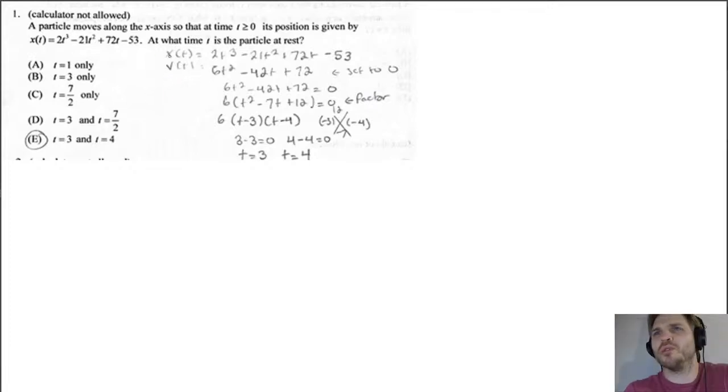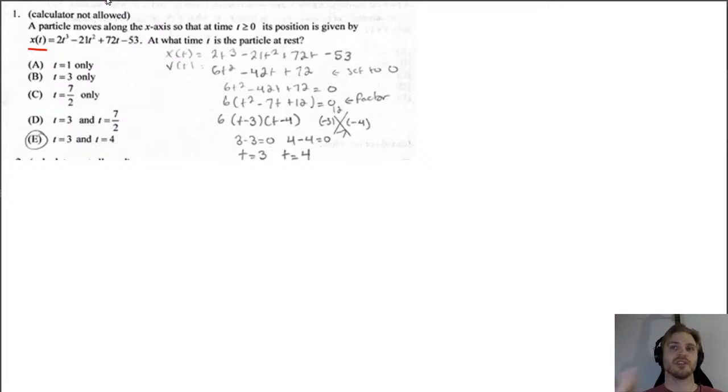A particle moves along the x-axis so that at time t greater than or equal to 0, its position is given by this function. Okay, so this is x of t, which means it's probably its position on the x-axis. Oh yeah, of course, they said that. It moves back and forth along the x-axis. At what time t is the particle at rest? So what does it mean to be at rest? It means your velocity is 0.